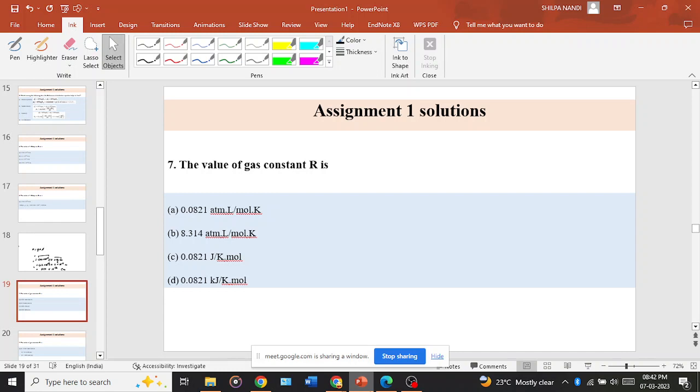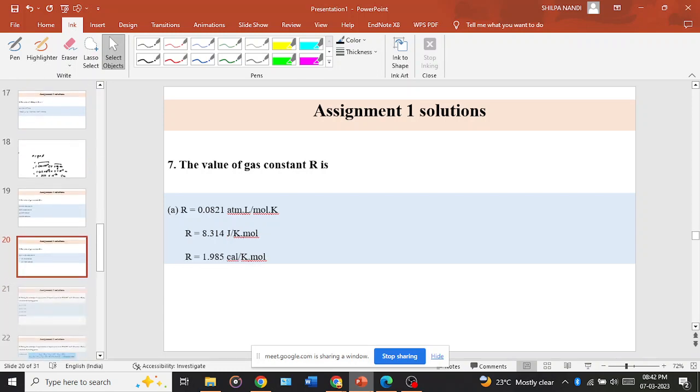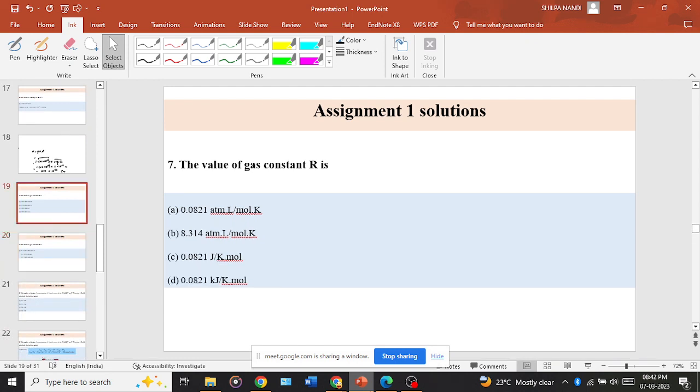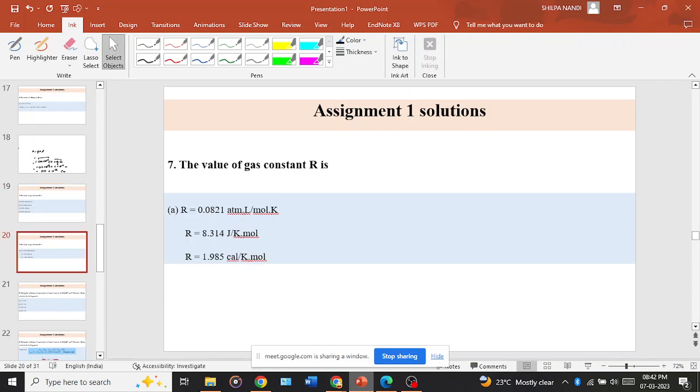R is basically the gas constant of an ideal gas. The answer for this question was A, that is 0.0821 atm liter per mole Kelvin, which can also be written as 8.314 joule per Kelvin per mole, and it can also be converted in terms of calorie, which is 1.985 calorie per Kelvin per mole.